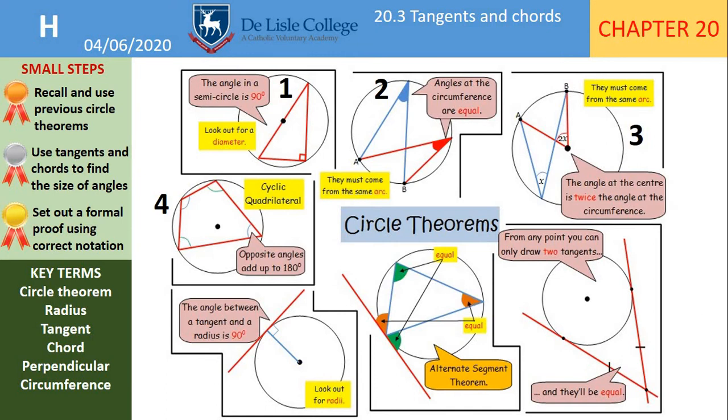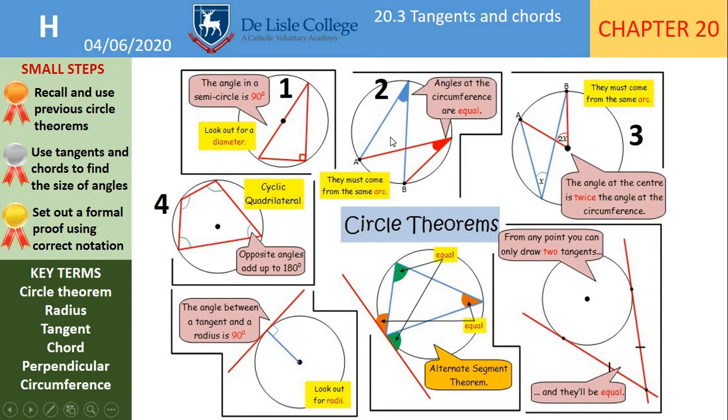So let's have a recap of the circle theorems we have learnt so far. So number 1, which we used in the do now task, the angle in a semicircle is always 90. So always look out for the diameter and then look out for a triangle with a point going out to the circumference. This is always 90.